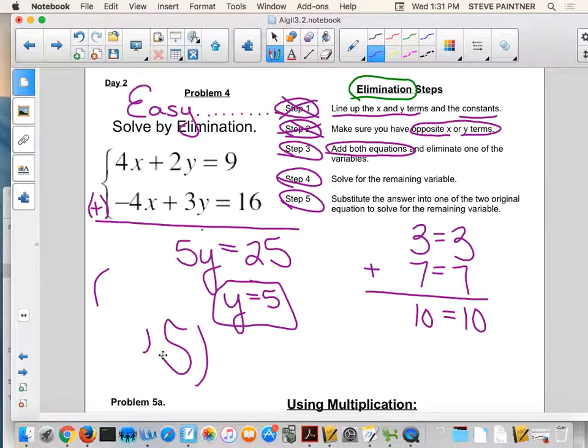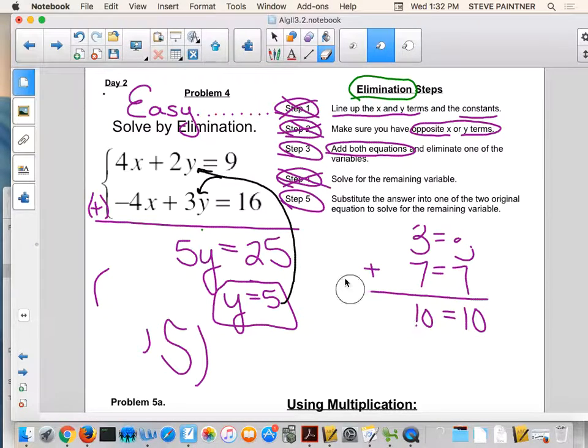Okay, now how do I get the x value? Just plug it in. It says it right here. Add both equations, eliminate one of the variables. I did it. Solve for the remaining variable. I did it. And then substitute the answer, 5, into one of the 2 original problems. Okay, so here we go. Here's 5. Go into this y or this y, and it's all up to you what you want to do. Either the top equation or the bottom. You got a preference? Top. Top it is.